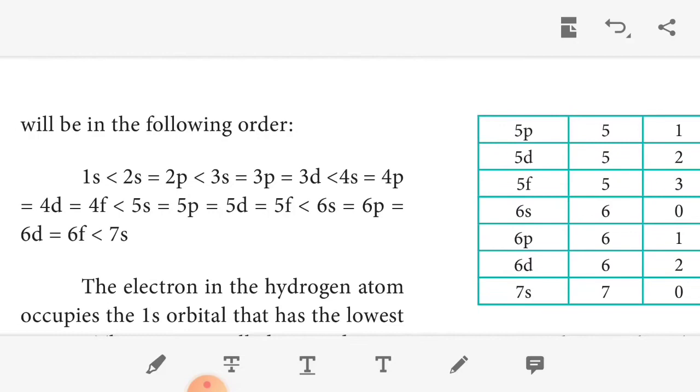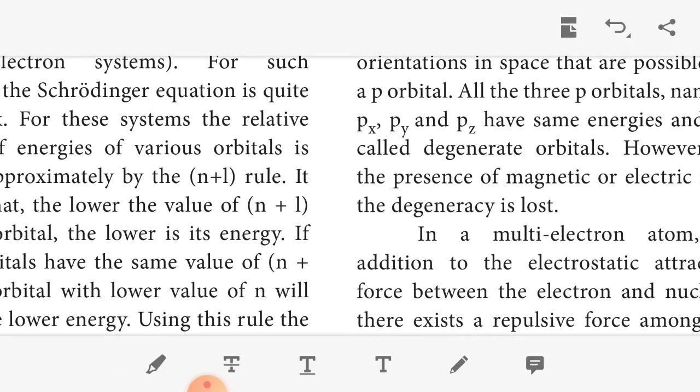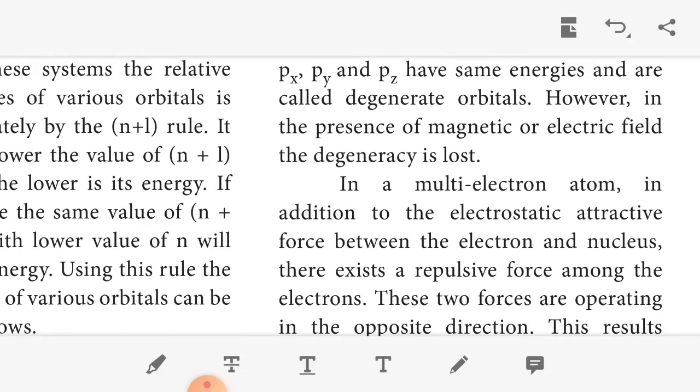The next important 3 marks question: what is a degenerate orbital? The 3 different orientations in space that are possible for the p orbital, namely px, py, pz, all have the same energy and are called degenerate orbitals. It is a degenerate orbital.